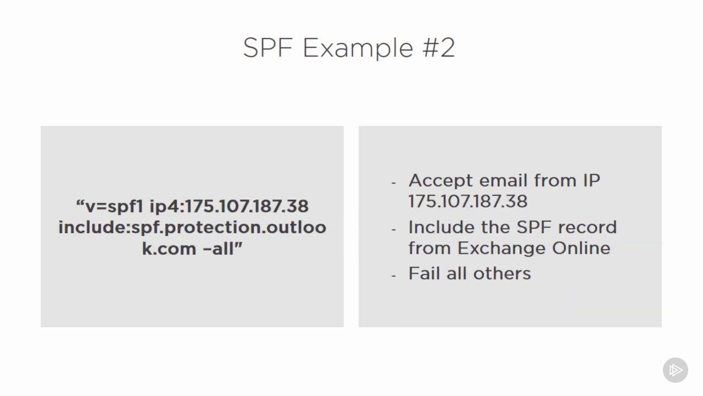As another example, this record will say accept email from that particular IP address. Again, that could be a web server that sends email notifications or an external monitoring server, or perhaps a third-party hosted survey service that is sending out emails using your domain name. It also includes the SPF record from the Exchange Online Protection service. So whatever IP addresses and host names Exchange Online Protection says are okay, will be okay for us as well. And then it will hard fail all others.